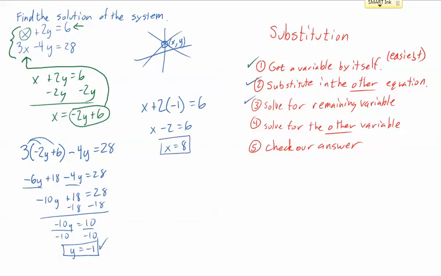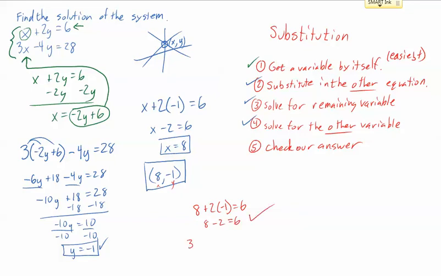Okay, so there we go. We have 8 comma negative 1, which I'm writing as a point because that's what it is representing, the point where they cross. And so I've done that. Now I should check my answer. So to check my answer, I'm going to take that and put it into both equations. So I've got 8 plus 2 times negative 1 equals 6. That's the first one. I've put in x and y. And that's 8 minus 2 equals 6. Yep, that's a check.